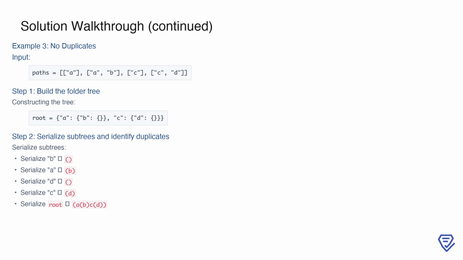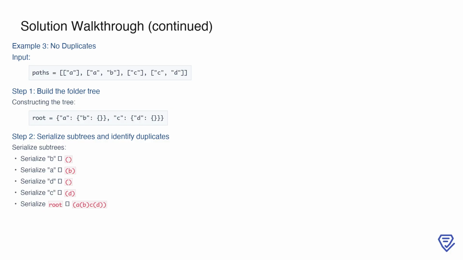In the third example, we examine a case with no duplicate folders. The input paths define two top-level folders, A and C, each with distinct subfolders, B under A and D under C. Building the tree results in A, B, C, D.